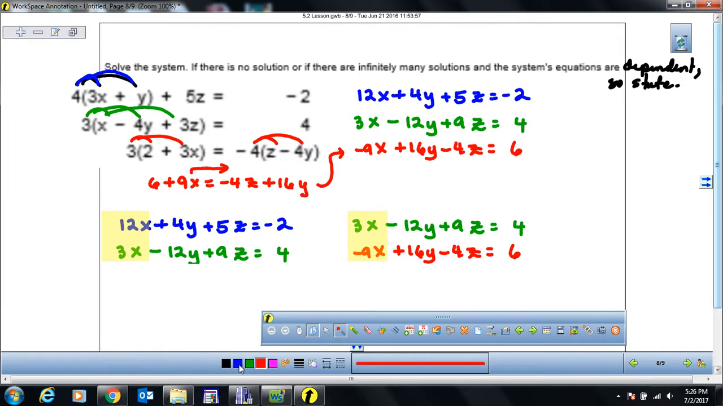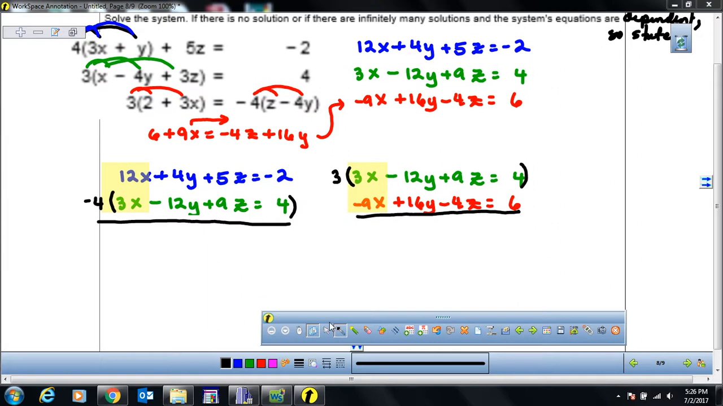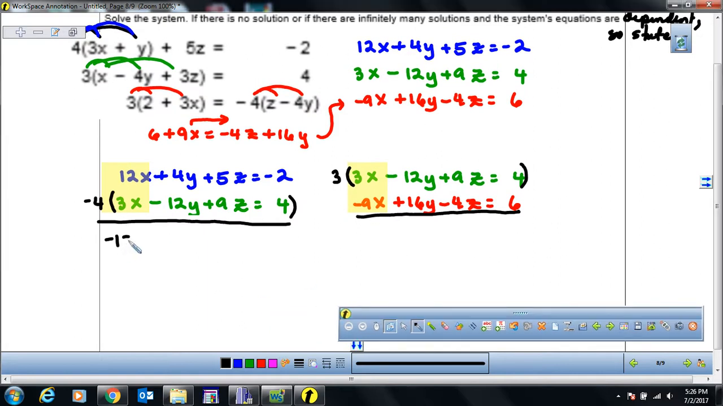So what I have to do is to eliminate this x right here. I need to make the 3 a negative 12 by multiplying it by negative 4. So that's all I would have to do. To eliminate these x's right here, I need to multiply this 3, to make it a 9, I need to multiply it by 3. So that way it cancels with negative 9. Right. So that's what we need to do. That's going to give us negative 12x plus 48y minus 36z equals negative 4 times 4, which is negative 16.